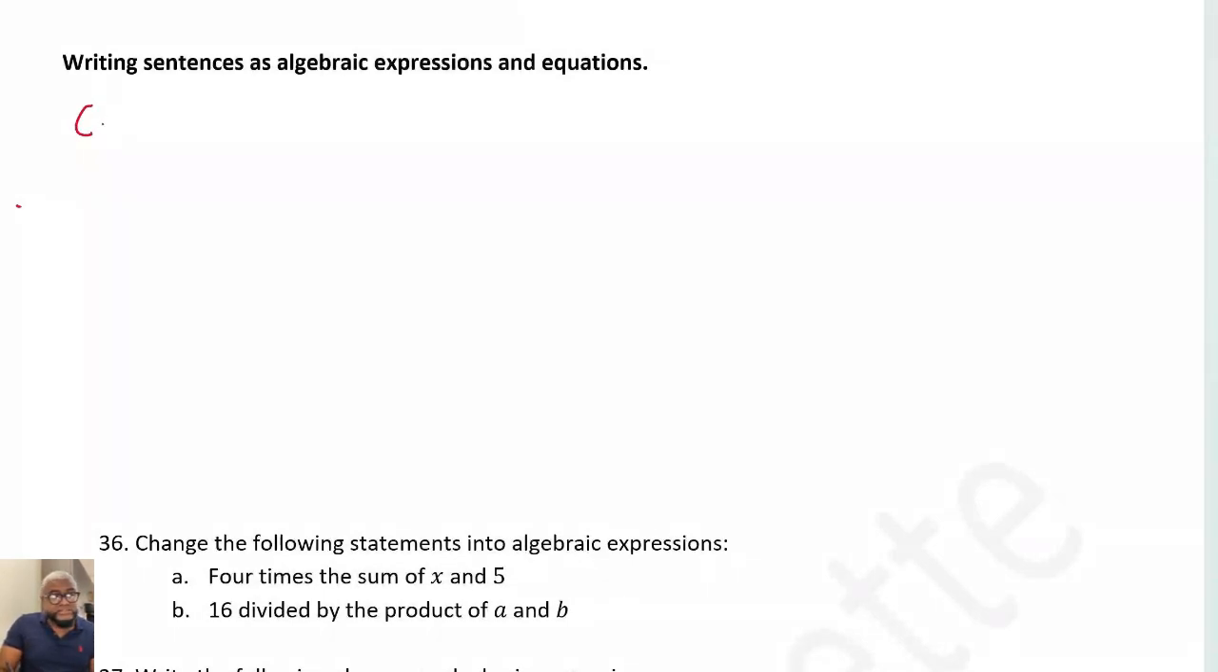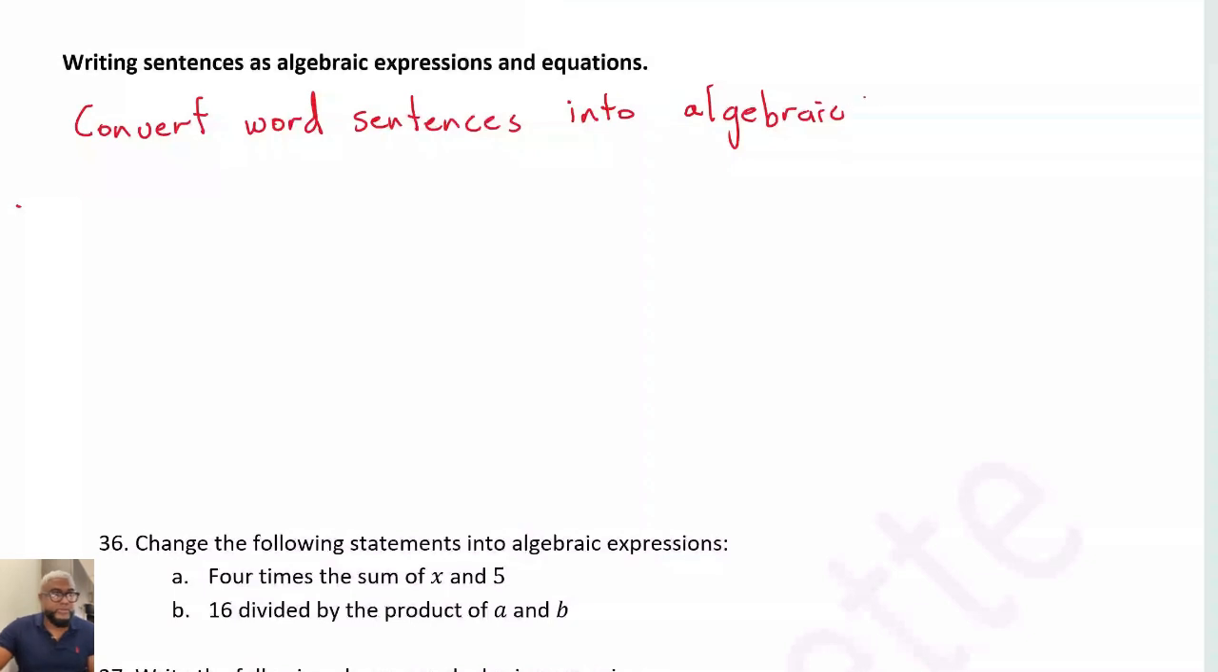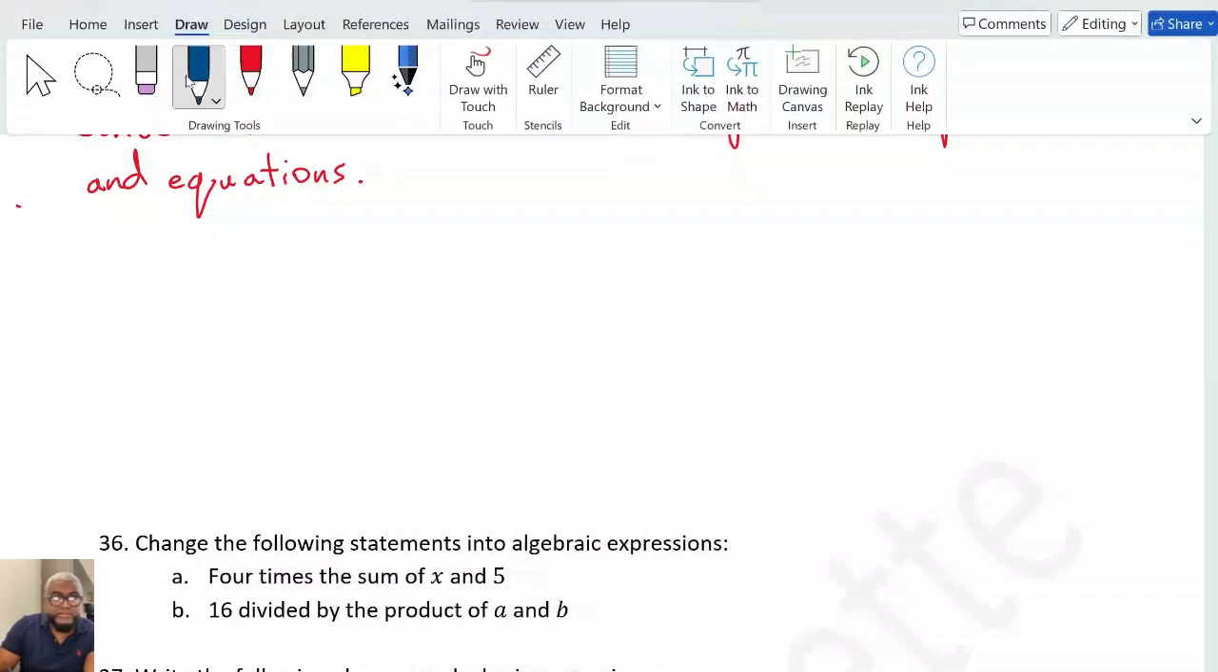Right, so we're going to convert word sentences into algebraic expressions and equations. That's what we're doing, right? So some points to note.